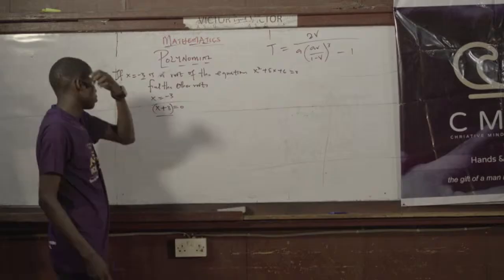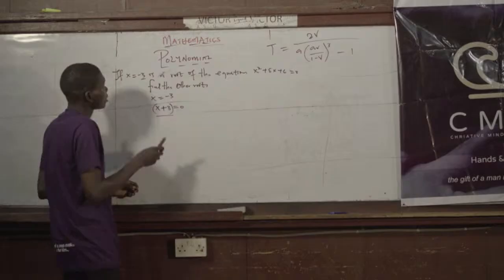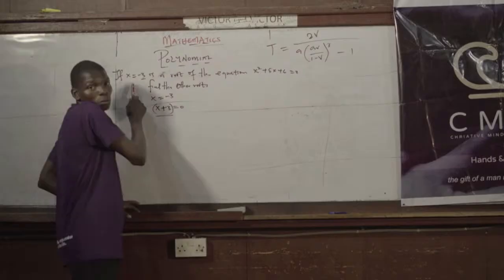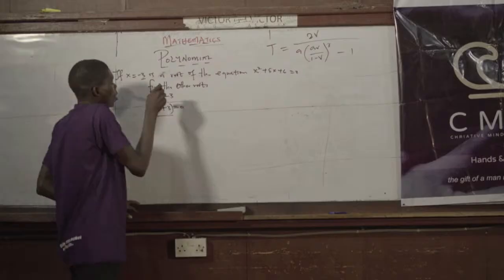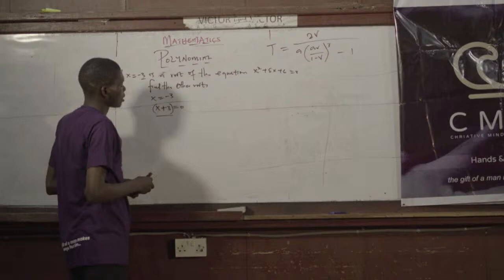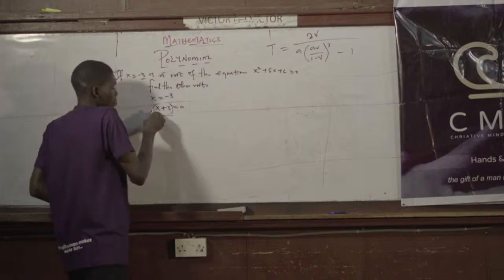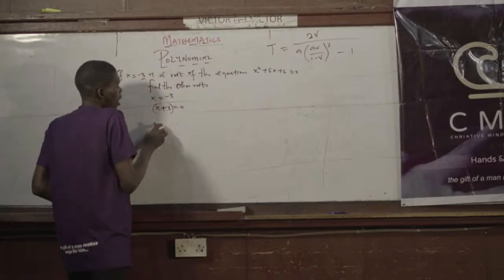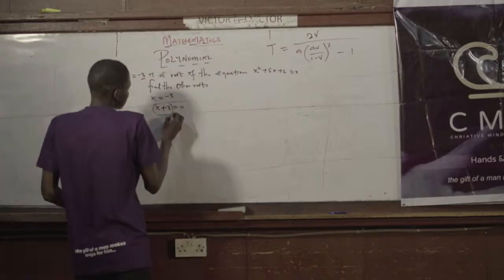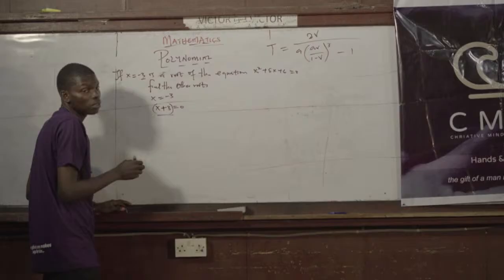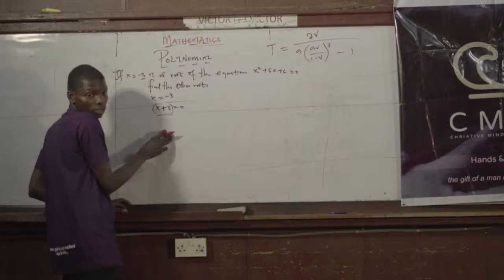So the first one is by converting this root that you are given. We firstly convert it into a factor. Now, how can we convert it into a factor? By sending it inside, that will be x plus 3. So if it is x plus 3, this is actually what we mean by a factor. It's already a factor.